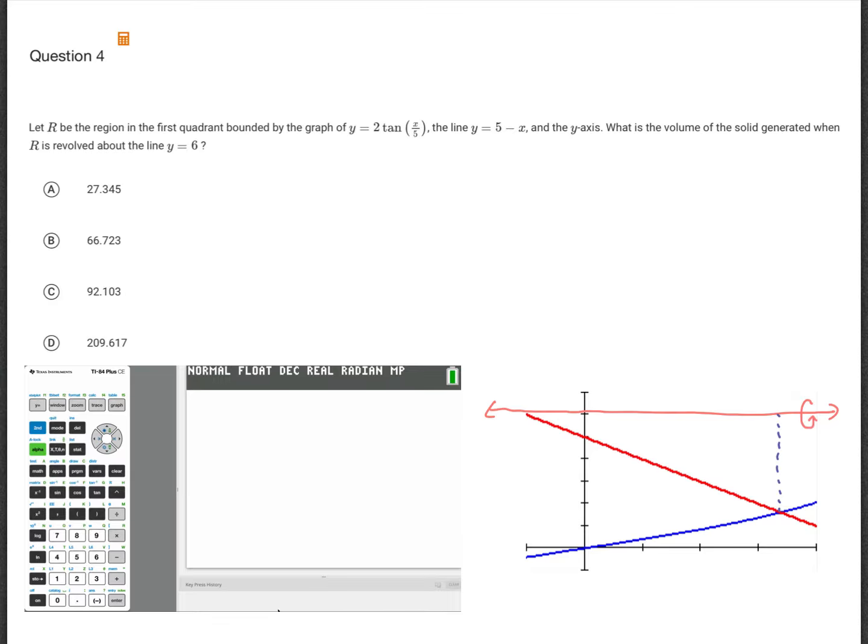Okay, so let's do that. So now first, let's set it all up first by hand, and then we'll just do it all in the calculator. So I'm going to call this x value a for now. Okay, we'll find that in the calculator later. So let's set up the integral right from the start. So we know we're going to go from 0 to a.